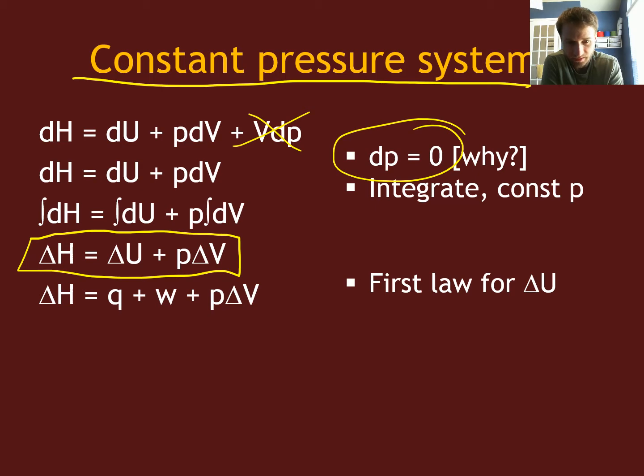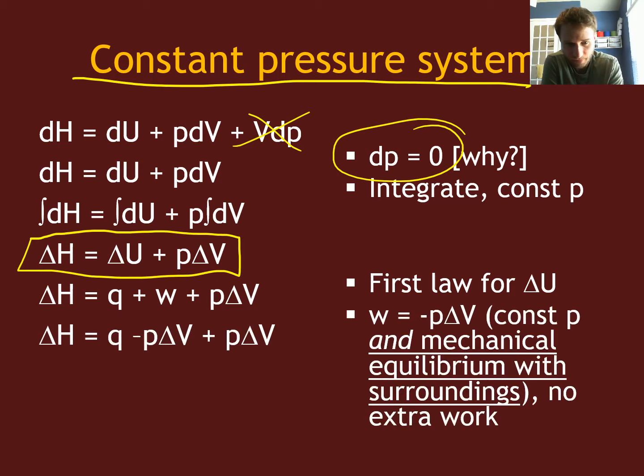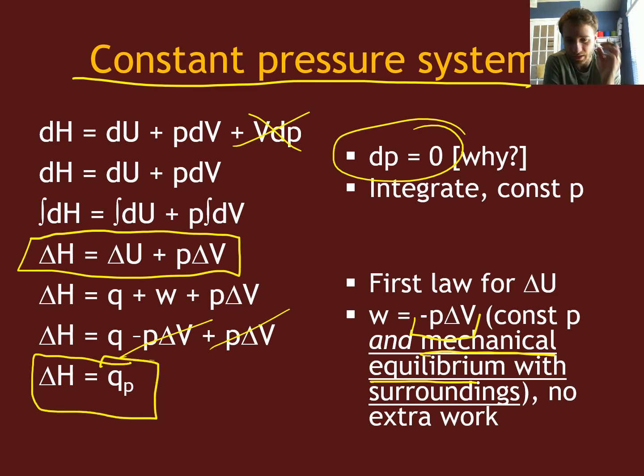We use the fact that delta U is equal to Q plus W, and that work is minus P delta V. Now, work is actually minus P external delta V, but here we're using P. How can we do this? We assume we're in mechanical equilibrium with the surroundings, which means P is equal to P external. So the work is just minus P delta V, and this minus P delta V cancels the positive P delta V, and I just get delta H equal to Q sub P. Delta H is the heat transfer under constant pressure conditions, assuming the pressure of your system and your surroundings are equal, that you're in mechanical equilibrium.